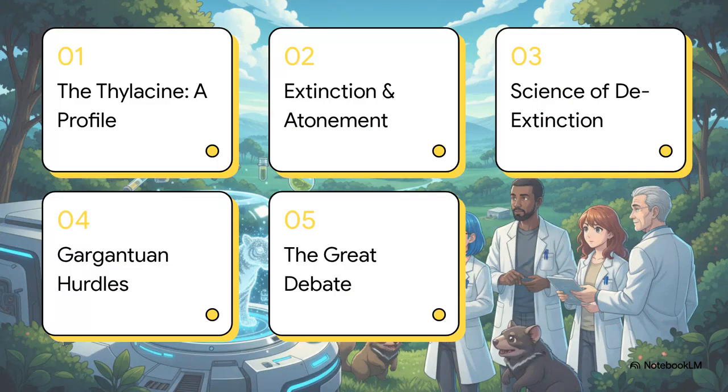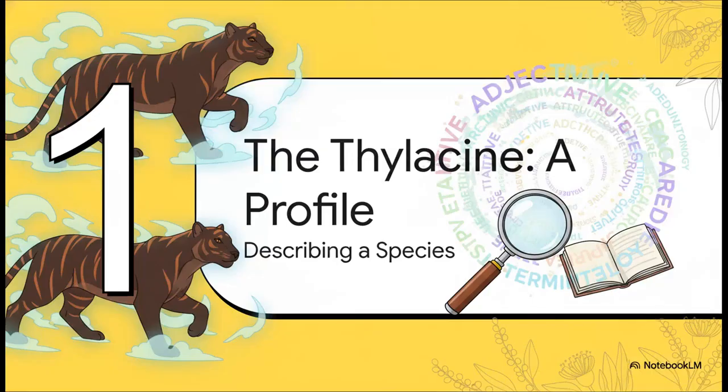So, here's our game plan. We're going to walk through 5 different themes from the article, and in each section, we'll tackle the most important vocabulary. Ready? Let's get started. All right, let's jump right into our first section. This is all about the words used to describe the Tasmanian tiger itself, which is also known as the thylacine.